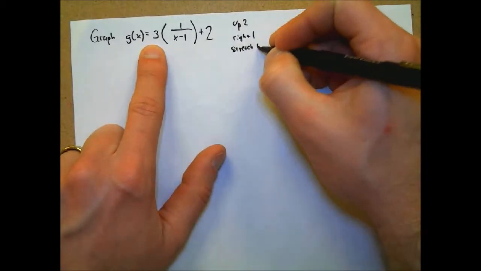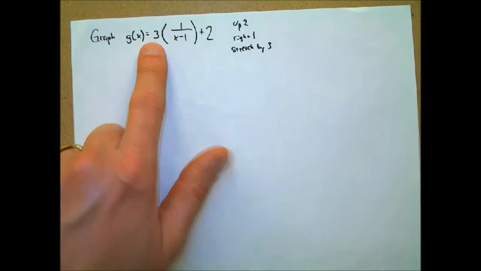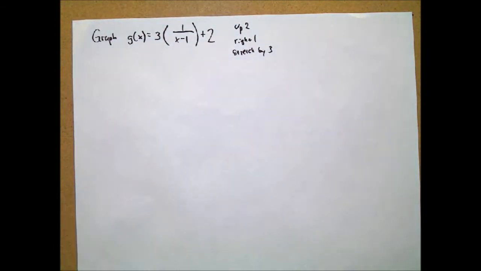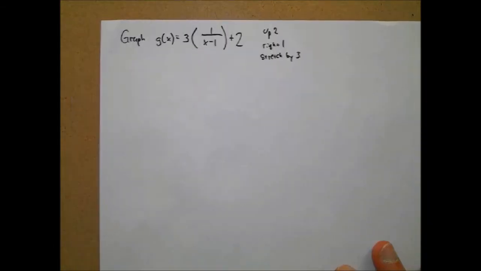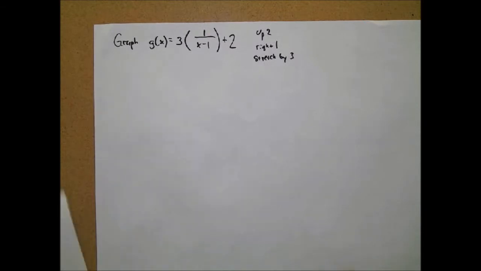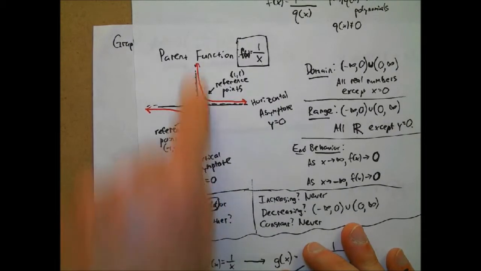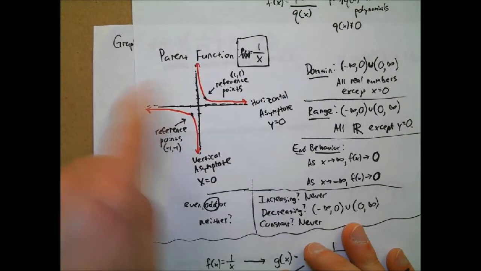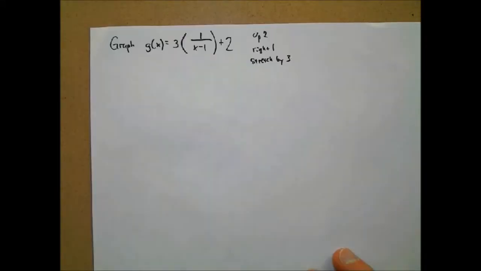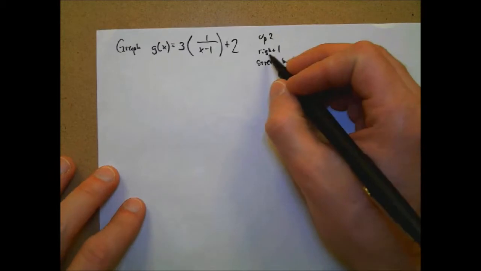Stretch by 3. No reflection though, right? Because it's a positive 3, so just stretch by 3. Okay, so far so good? Okay, so now, normally, again, our vertical asymptote and our horizontal asymptote crisscross at 0. So we're going to shift that, though, right 1 and up 2.